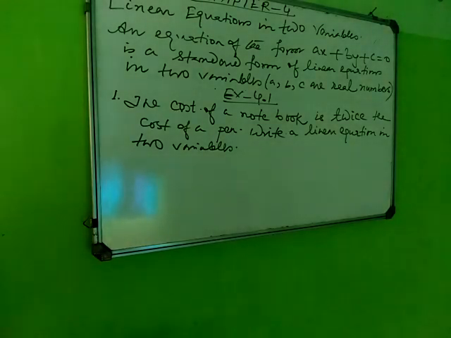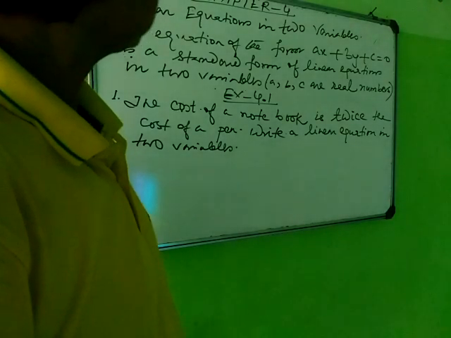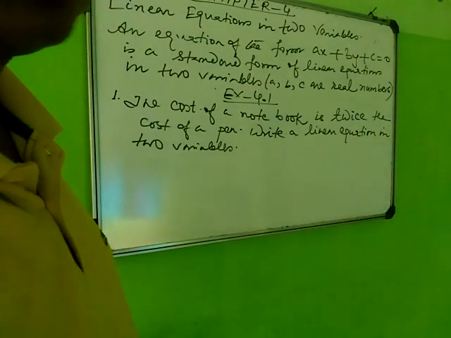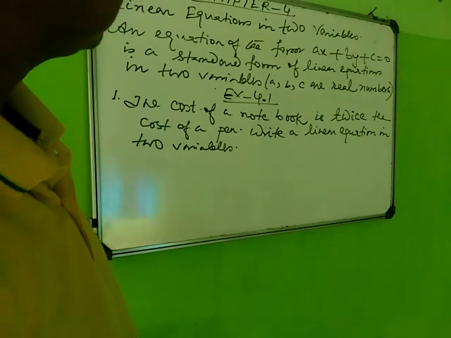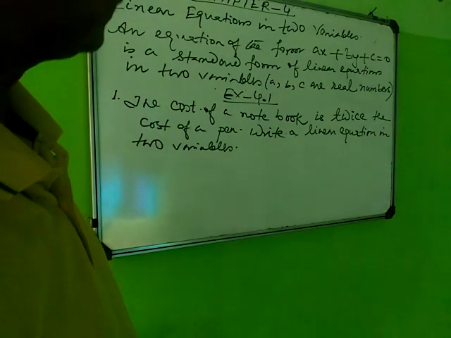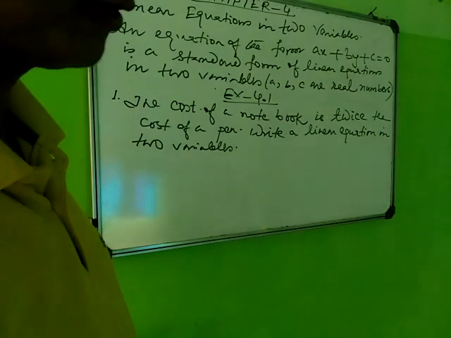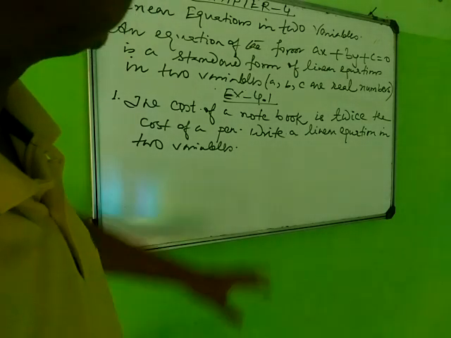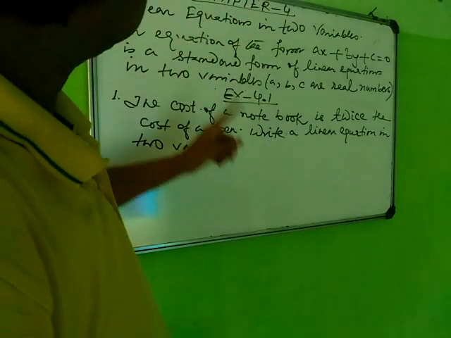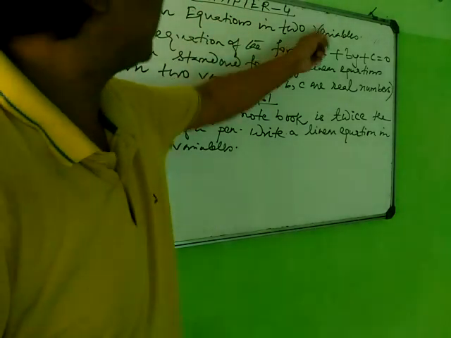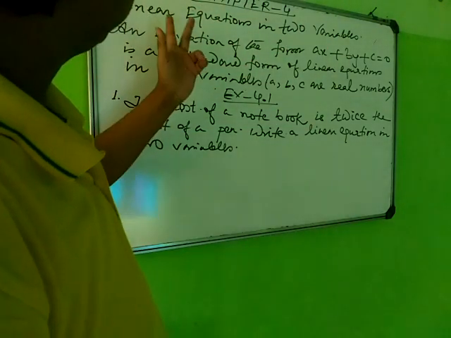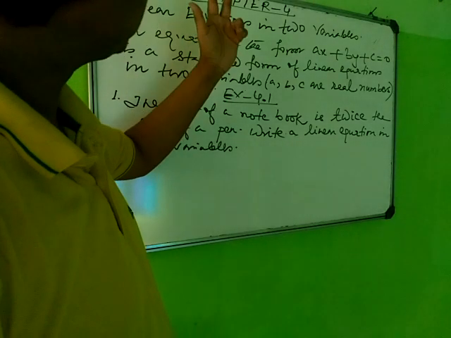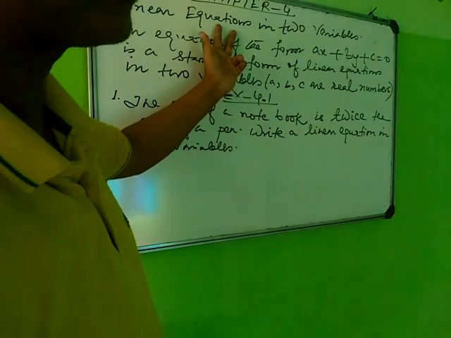Good morning, children. In the previous class, we completed chapter number 3. There you learned how to plot the points, the quadrants, and the ordinate and abscissa. All those terms you have learned. Now all that knowledge you will be using in chapter number 4, that is linear equations in two variables. Here you are going to learn how to make the equations, and from the equations how you are going to draw the graphs.